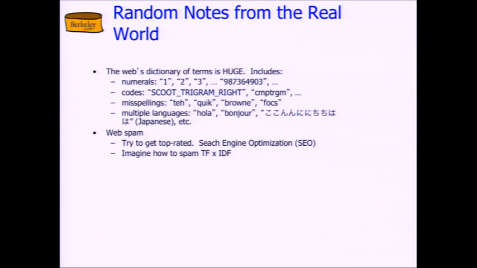So think about how you would spam TF-IDF. Suppose that you wanted to make Stanford look really bad on the internet. How would you spam the word Stanford? Well, pretty easy, actually. Right? Get a document with really high term frequency for the term Stanford and then have it say what you want.